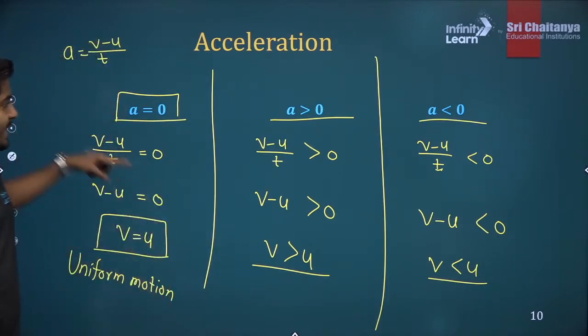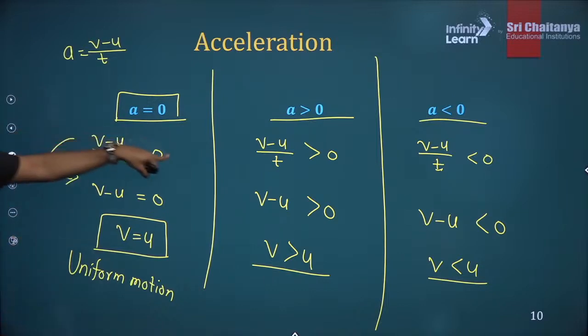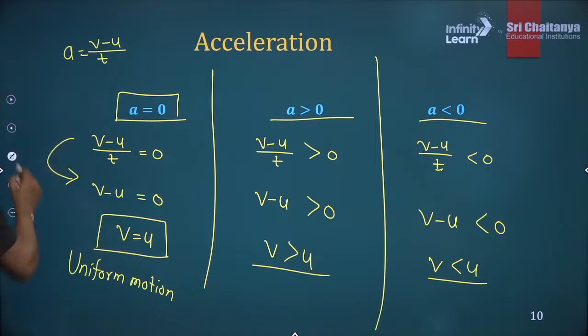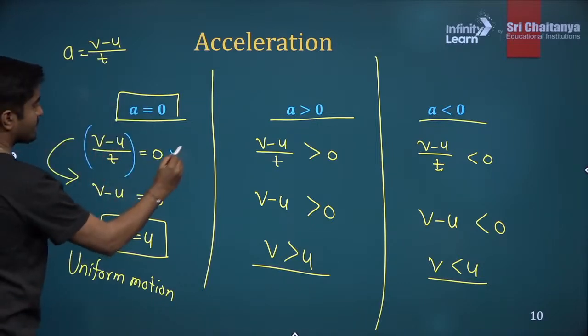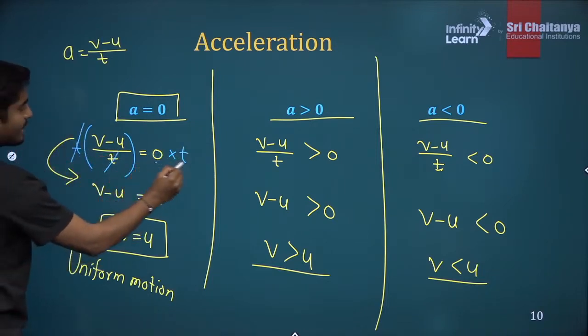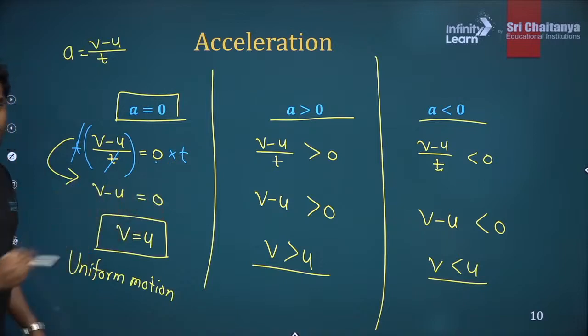You didn't get the second step. Which step you didn't get, Rudraksh? Here from this to this you understood. Multiply both sides, left side and right side, by time. So this t will get cancelled out, and 0 multiplied by time is 0 only, right?